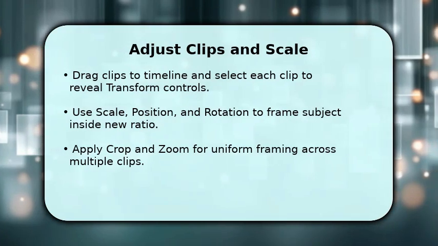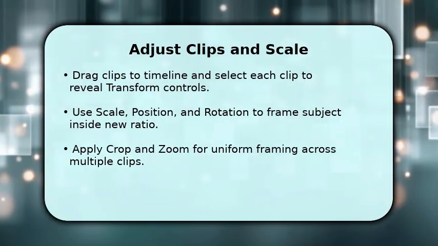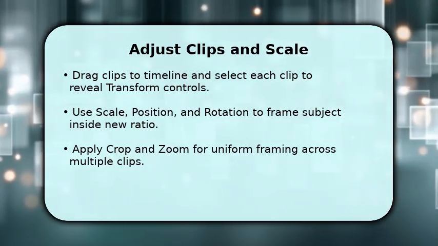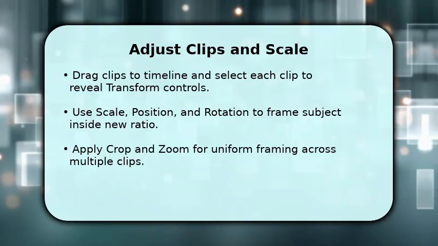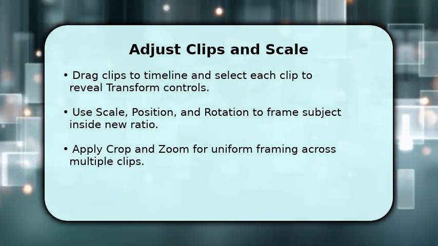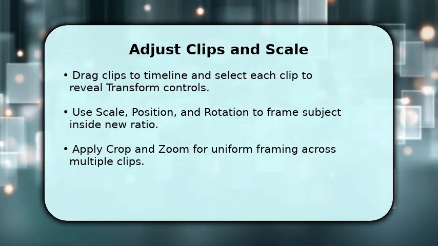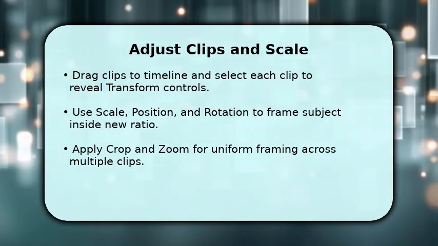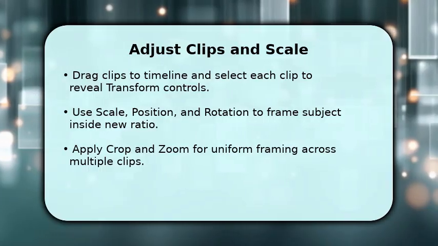With the canvas set, drag clips onto the timeline and select a clip to open transform controls. This is where you change scale and position to fit the new ratio. You'll want to zoom slightly or reposition so important subjects stay inside the safe area, otherwise they'll be cut off.